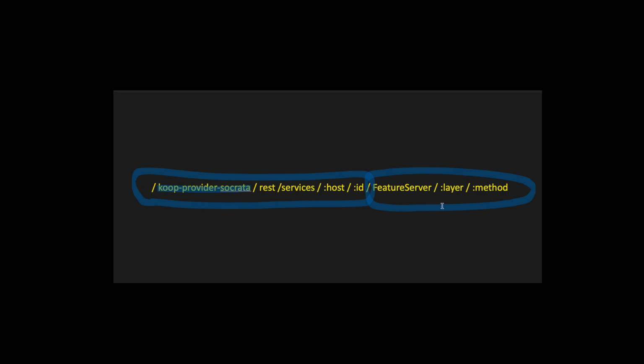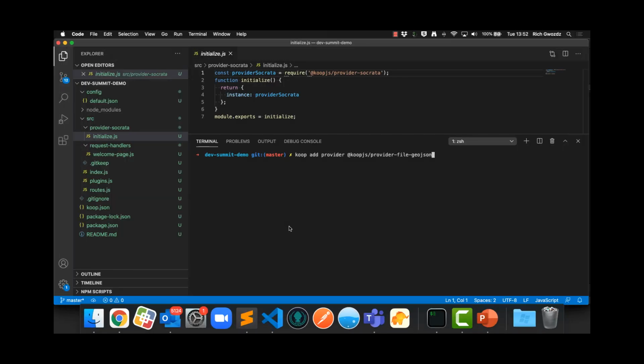The second half of the route is defined by the output plugin. It has added this feature server string as well as 2 additional route parameters, a layer index and a method parameter. It's useful to add a second provider plugin and look at the console output in order to see the pattern of how these routes are composed.